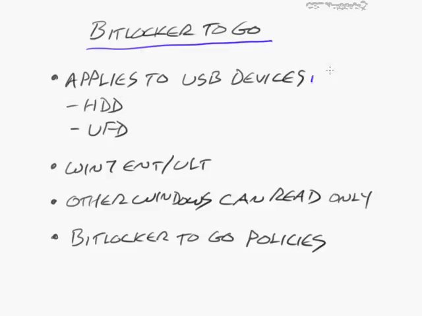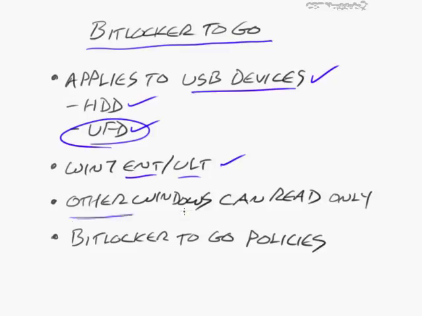This is going to apply to USB devices or removable devices, such as an external hard disk drive or a USB flash drive. I really like it for USB flash drives because those things are so small and very easy to lose. So I don't really like to use USB flash drives unless I've had BitLocker To Go on them. This only works with Windows 7 Enterprise and Ultimate, like normal BitLocker does. However, other editions of Windows, in fact just about any current version of Windows, including XP, can read the data on a BitLocker To Go drive.